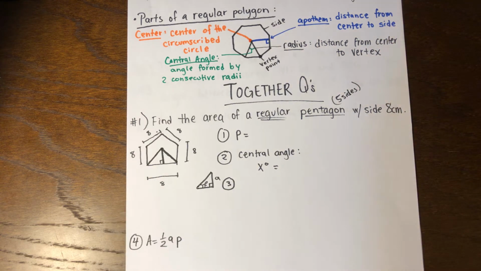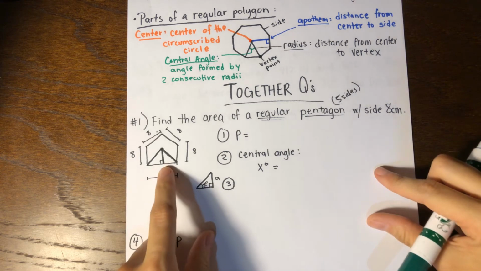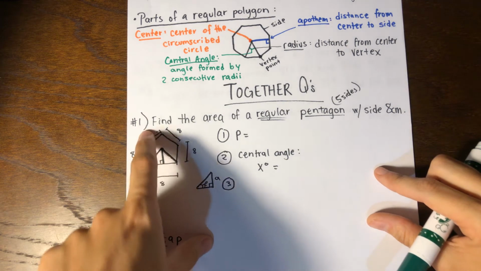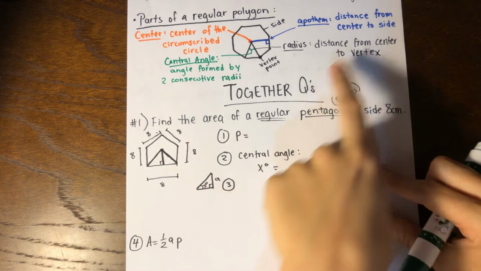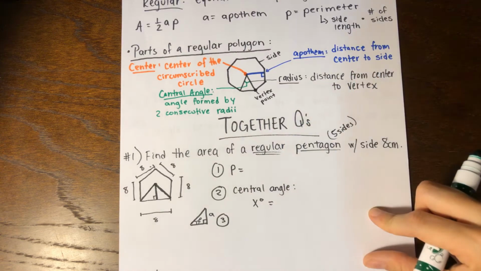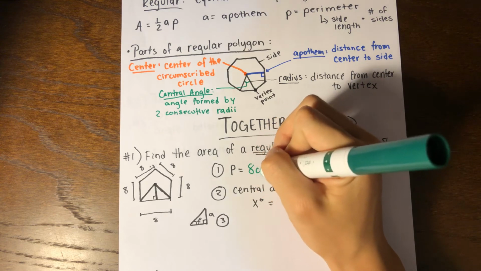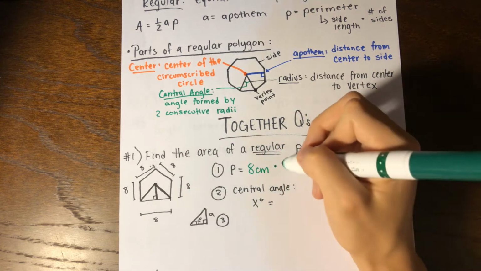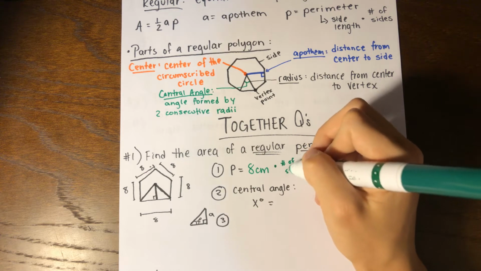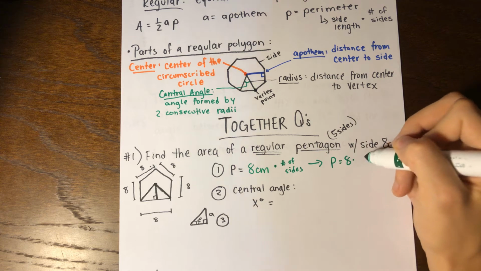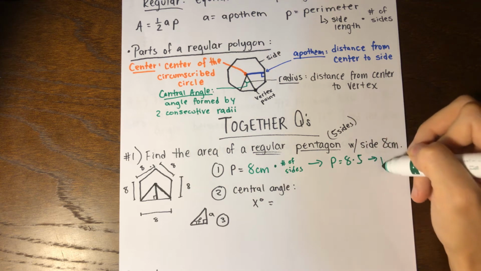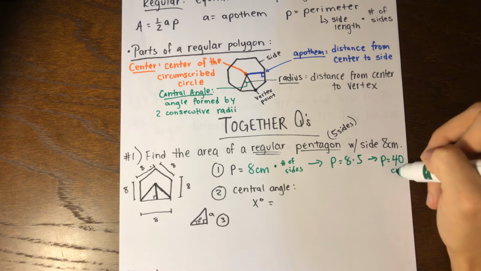Okay, let me switch to a different color so you guys can see a little bit better. Let's go green. So we have 8 centimeters all around. That's a pentagon. So for the perimeter, I take the side length, 8 centimeters, times the number of sides. The perimeter is 8 times 5, so the perimeter is 40 centimeters.